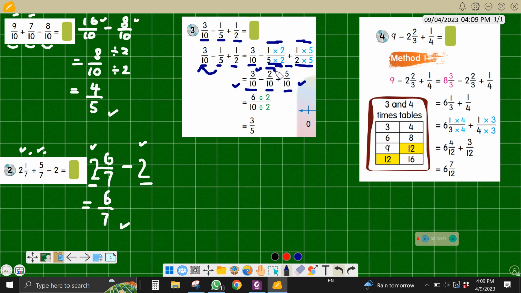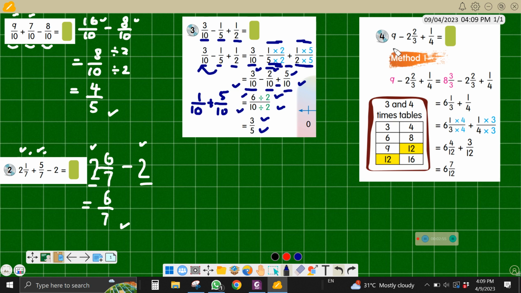3 minus 2 is 1, 1 over 10. And then you plus 5 over 10. So you get 6 over 10. Then you simplify, divided by 2, divided by 2. 6 divided by 2 is 3. 10 divided by 2 is 5. So the final answer is 3 over 5.